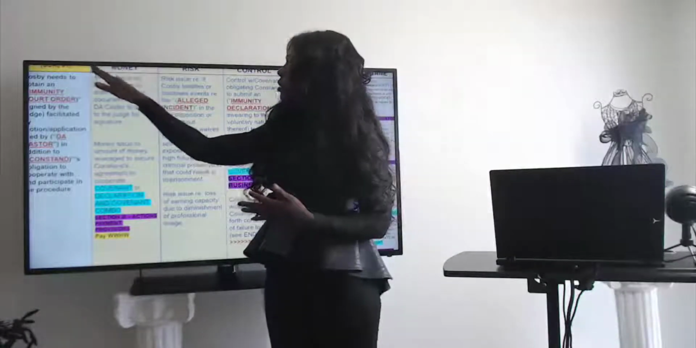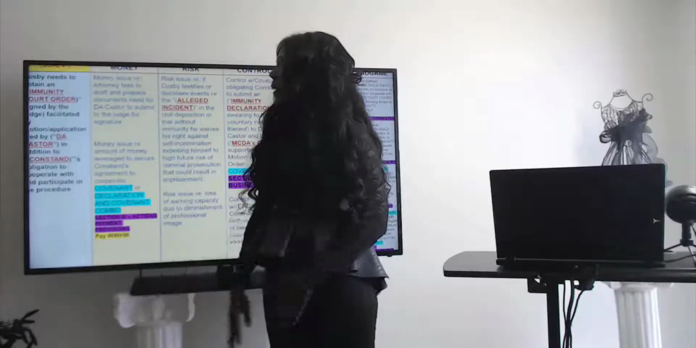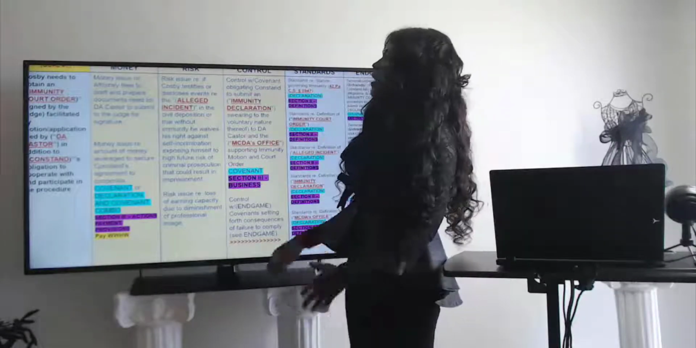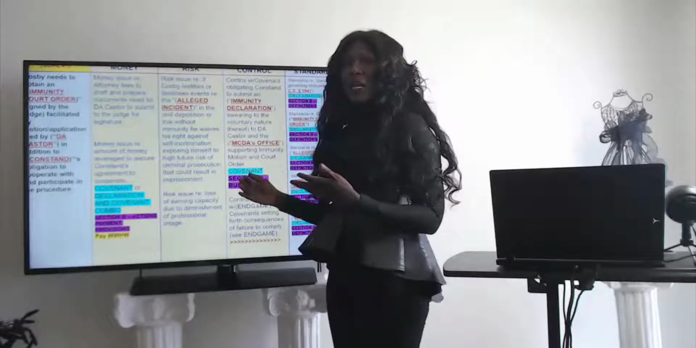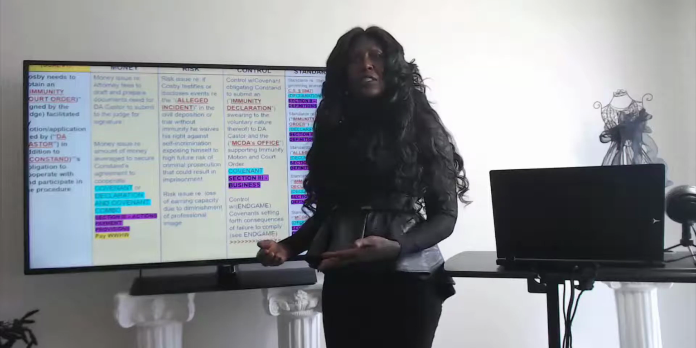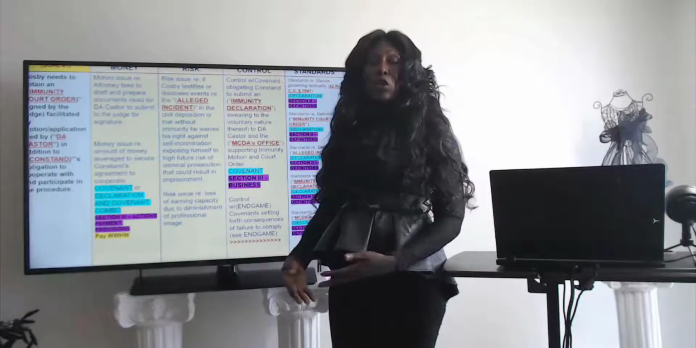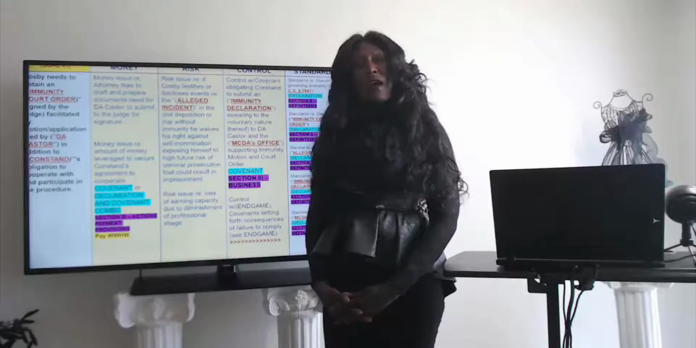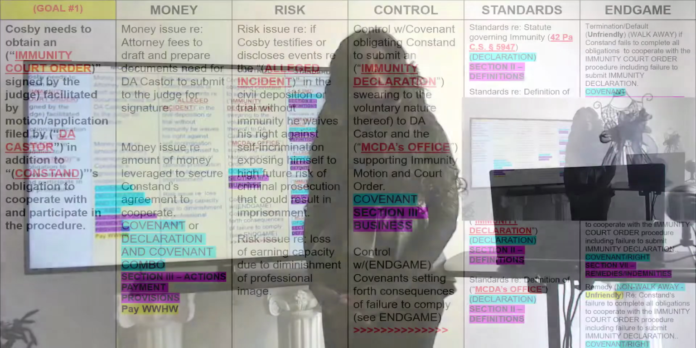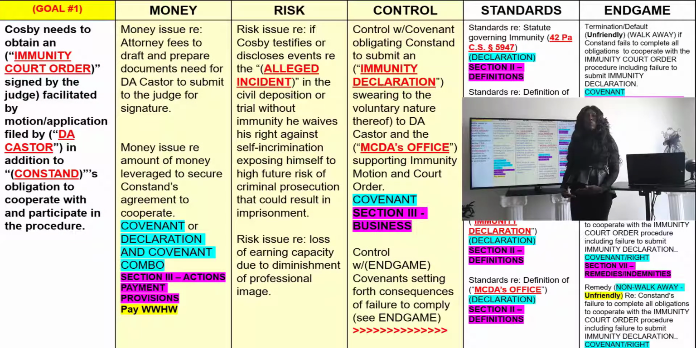The number one goal that I have down on my business issues worksheet is that Cosby needs to obtain an immunity order signed by the judge, facilitated by some type of a motion or application filed by the DA in the case. In addition, he would need to have Constand's obligation to cooperate and participate in this procedure to make sure that it was completed.